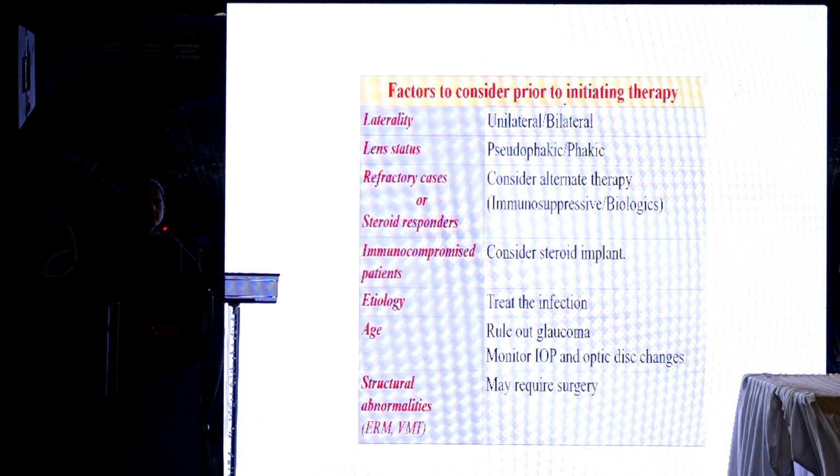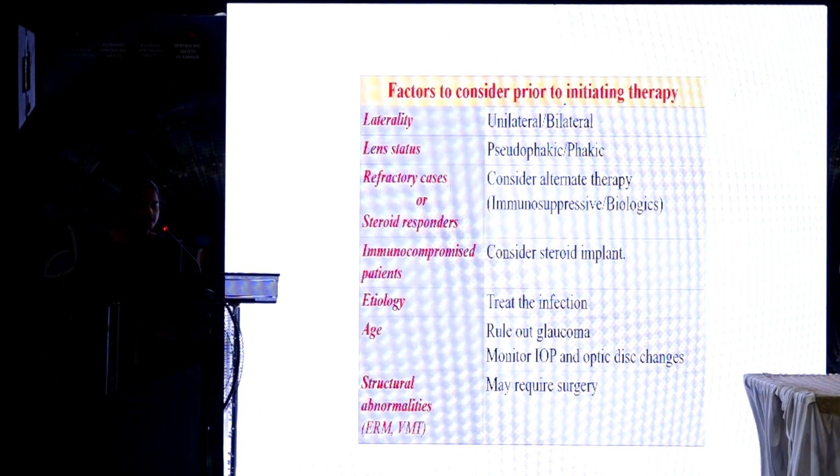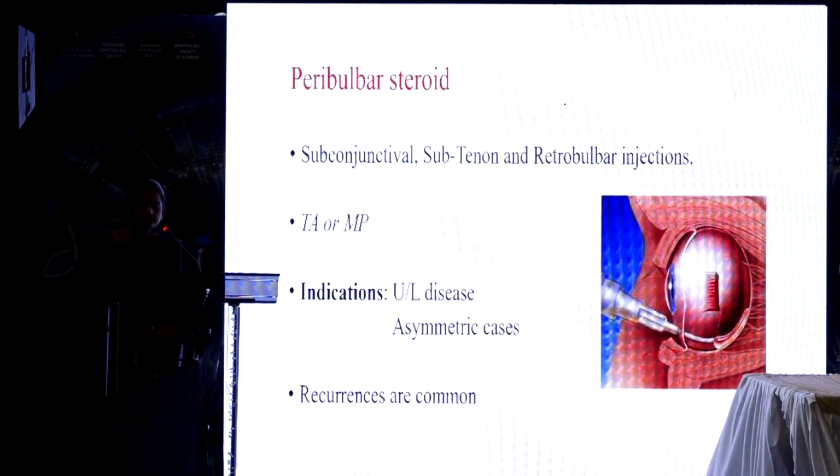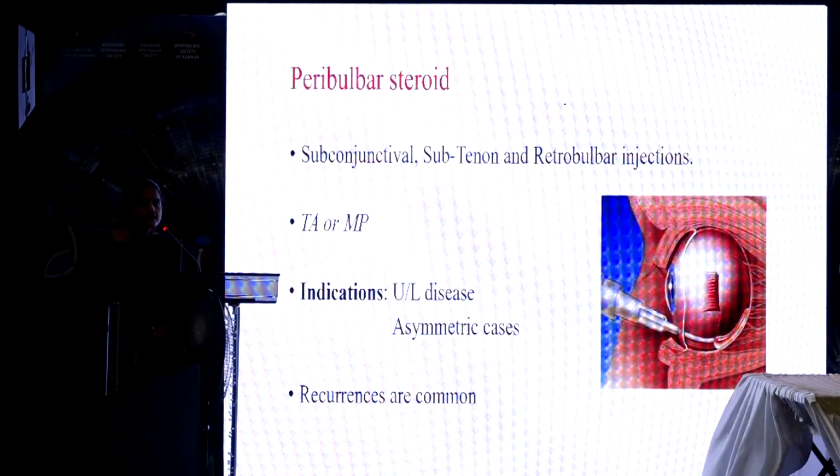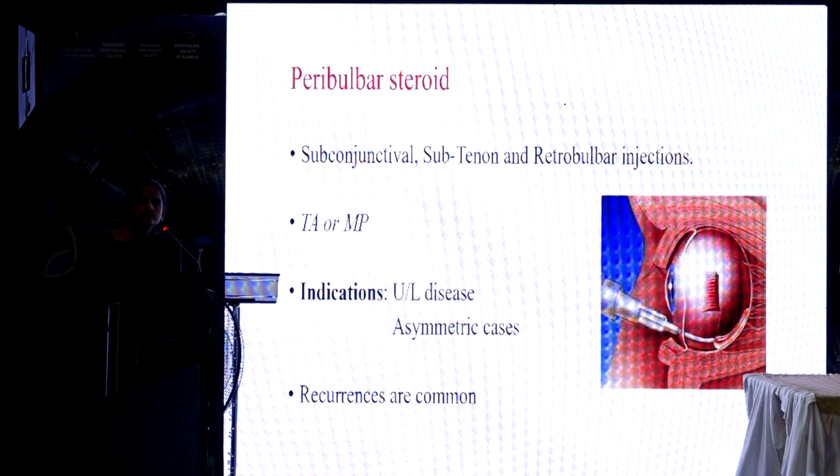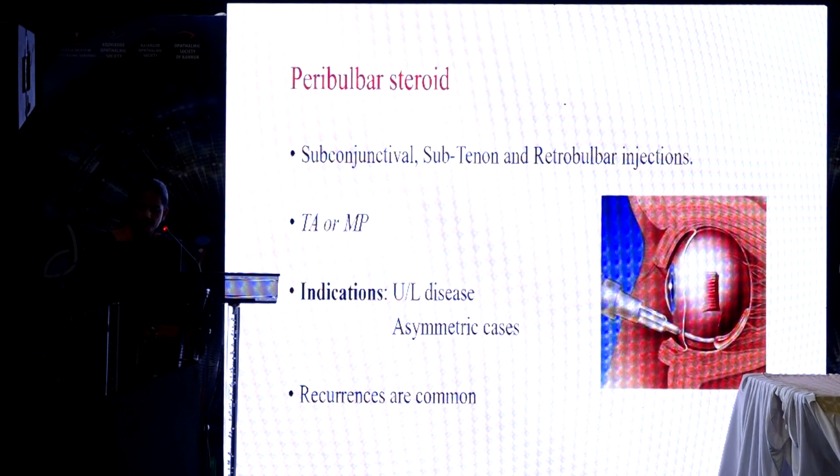So before starting the treatment, we have to consider some points, that is laterality of condition, status of the lens, whether the patient is a steroid responder or glaucoma suspect, and what is the age of the patient. In all cases of CME, we have to rule out infections before starting the patient on steroid. Then we have to rule out structural complications like ERM and VMT because it needs surgical management. So if there is moderate amount of inflammation, after ruling out glaucoma, in a case of unilateral disease or asymmetric cases, we can do peribulbar steroid, especially posterior subtenon injection of triamcinolone acetonide.